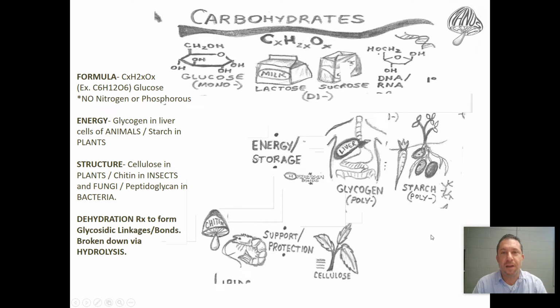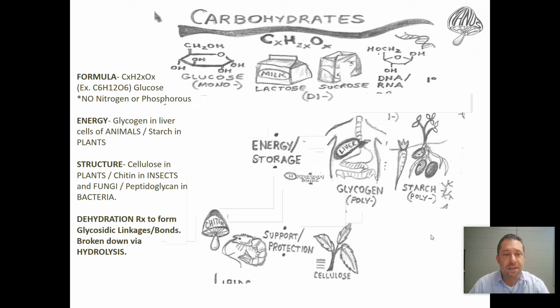Now, the first macromolecule we talk about are carbohydrates. That's going to be carbon, hydrogen, and oxygen in a 1 to 2 to 1 ratio. Glucose is the main monomer that we talk about. And you'll notice that there's no nitrogen or phosphorus in this molecule. Energy is going to be a major role of carbohydrates.